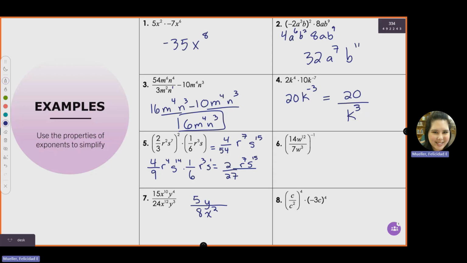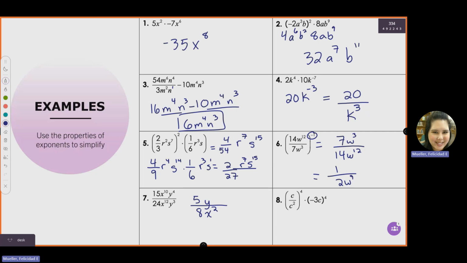Which would be equal to 20 over k cubed, because we're not allowed to have negative exponents. A -1 just flips. When we have a -1 like this on the outside, it flips the exponent or the term. So we get 7w cubed over 14w to the 12th. 7 divided by 14 is 1/2. W to the 12th is larger, so 12 minus 3 is 9.